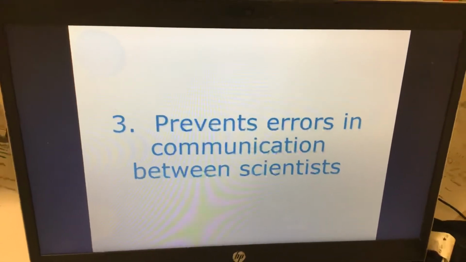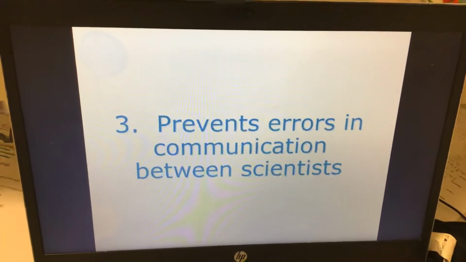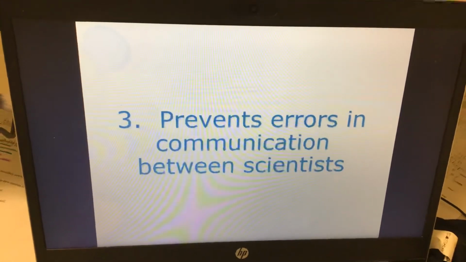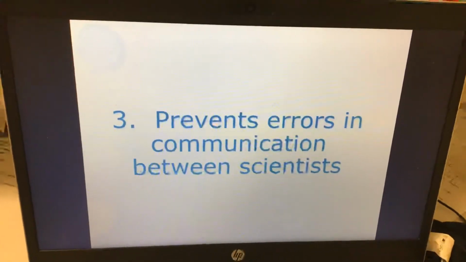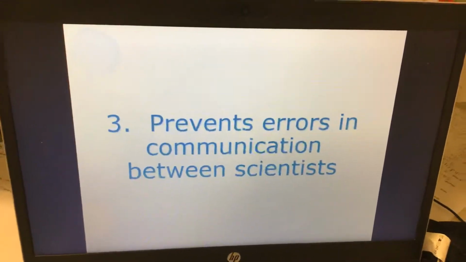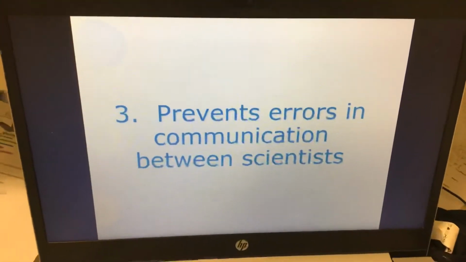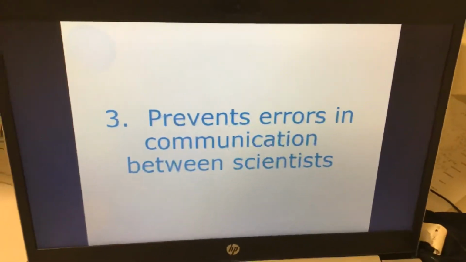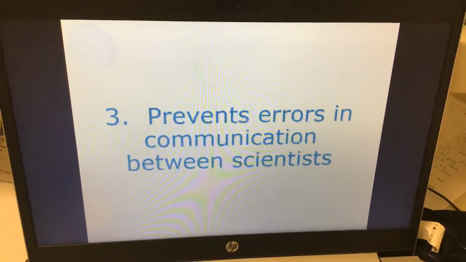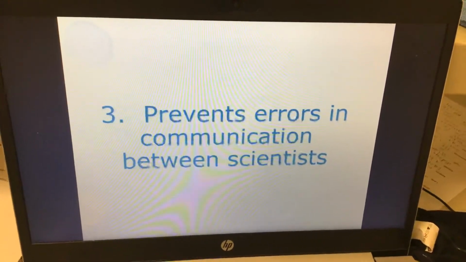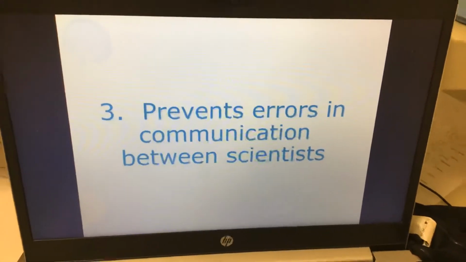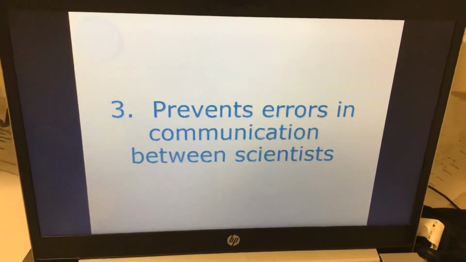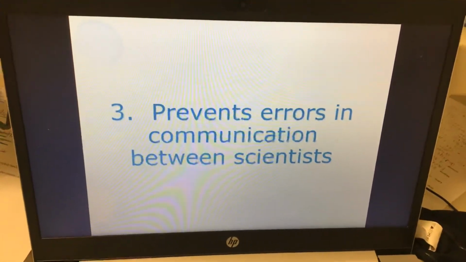And I would put this down also. Prevents errors in communication between scientists. If we use a scientific name, there's just no room for misunderstanding. The cool thing about science is it is universal. If I'm studying something about a white-tailed deer here in South Dakota, I could talk about it with a scientist down in South Carolina, and we would know what we were talking about because we'd use the scientific name. So it prevents some errors.